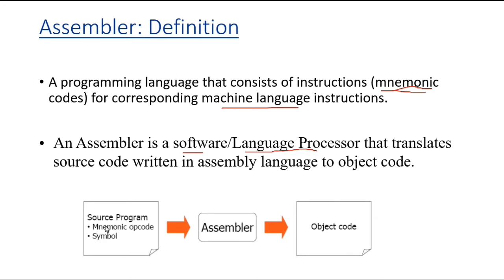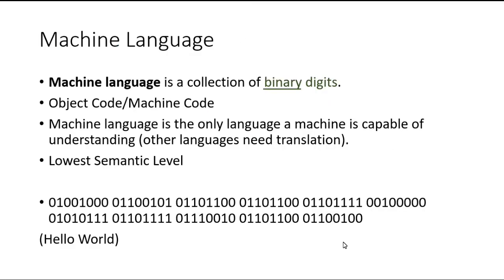We have a beautiful picture here. We have a source program that has its language as assembly language using mnemonic opcode symbols and some data, which is put into an assembler, which is a language processor, and the output of the process is an object code, which is basically a machine understandable language.